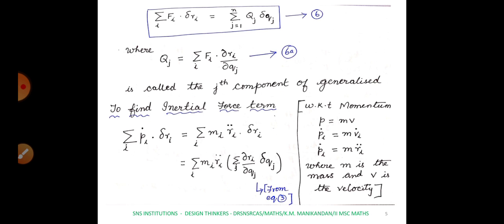Now next we find the inertial force term, summation i Pi dot into delta Ri. The value of p equal to mv, mass into velocity. Pi dot equal to mi into Ri dot dot, that is, Pi dot equal to mi into Ri double dot. So now here Pi dot is replaced by mi into Ri double dot into delta Ri, and again from equation 3 we substitute the value of delta Ri as summation j dou Ri by dou qj into delta qj.